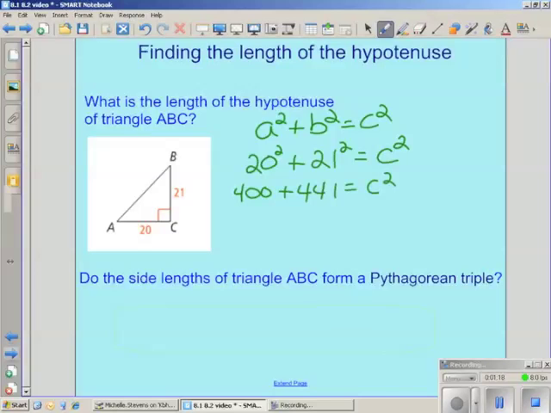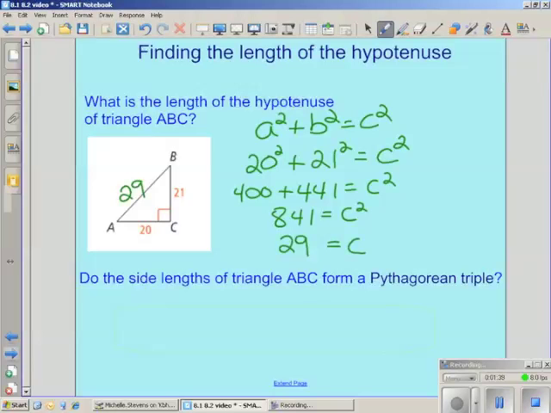400 plus 441 is 841, equals c squared. And then we take the positive square root of that. So c would be equal to 29. And we would write the hypotenuse right here, 29.